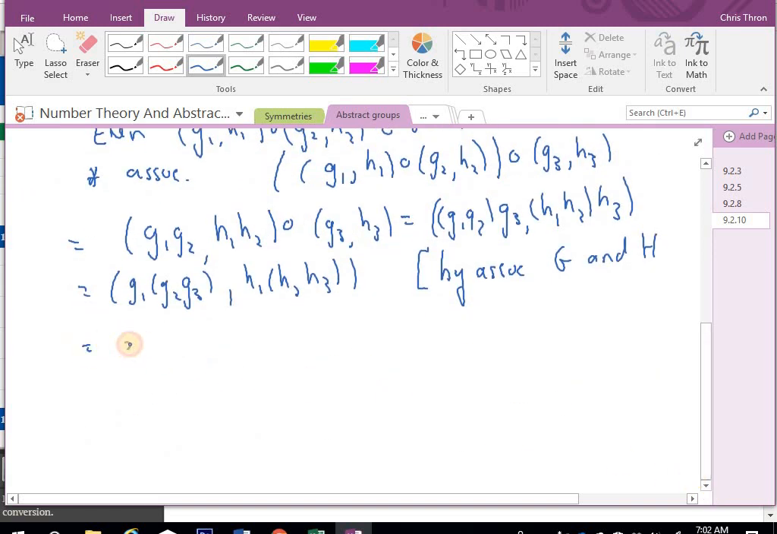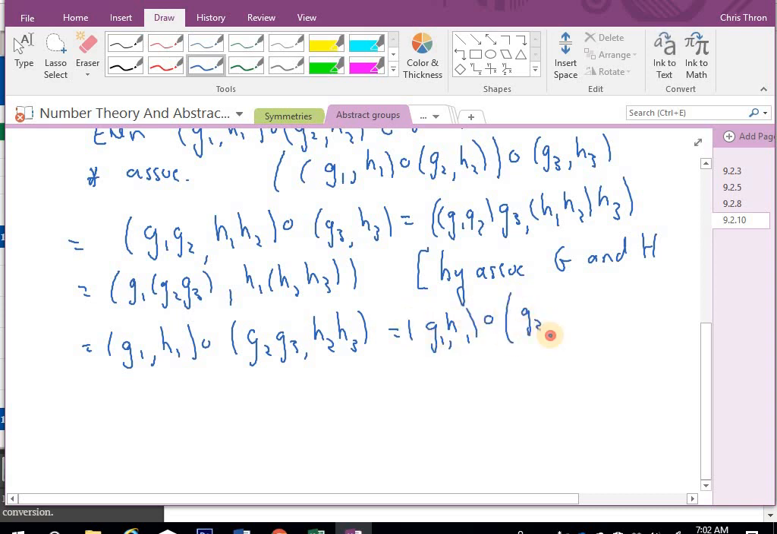And that's equal to (g1, h1) composed with (g2 g3, h2 h3), and that's equal to (g1, h1) composed with (g2, h2) composed with (g3, h3). Okay, all right. That's a little bit more writing, but it's still only four lines.